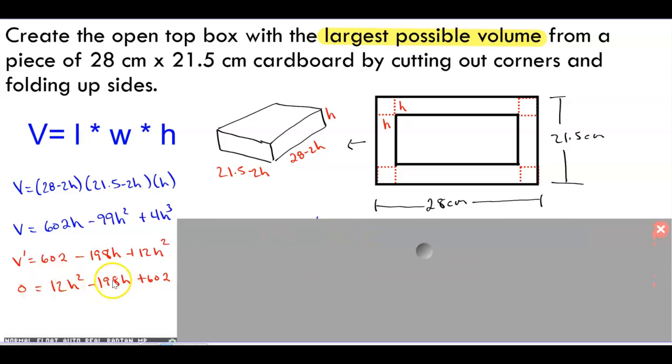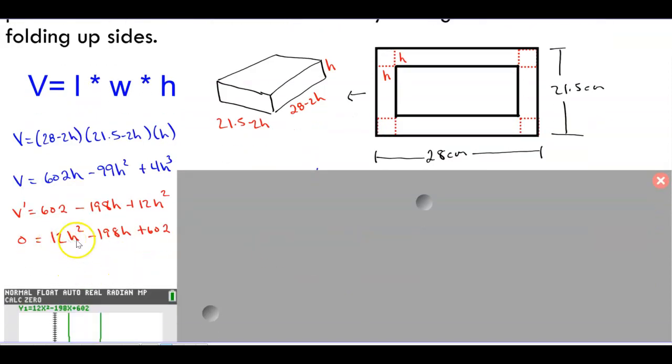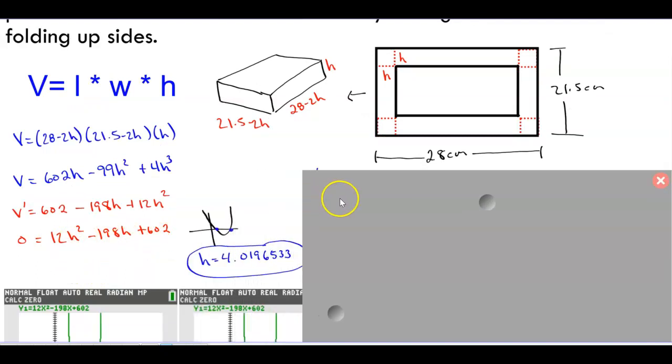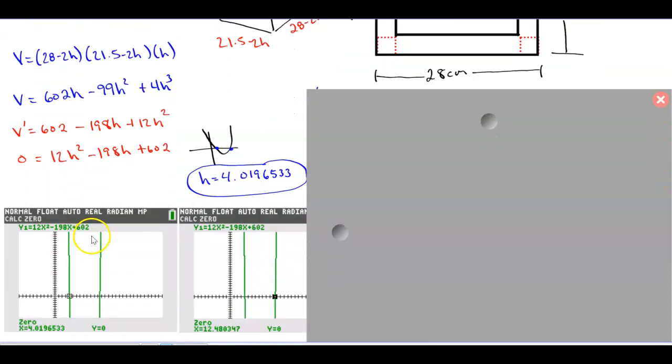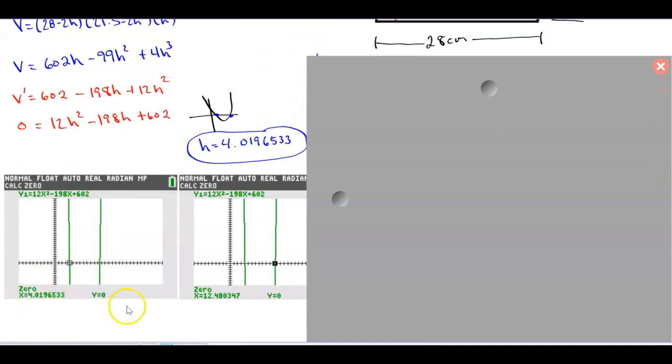All right. Now, this is a tricky spot. You could try to factor this, but it's not going to factor. In fact, it's going to look something like this. If you were to graph this, you'll get 2 zeros that you need to find. So I'm going to make the assumption that you know how to find those zeros in your calculator. I found them right here. I got 2 zeros, one at 4.019 and the other at 12.480.